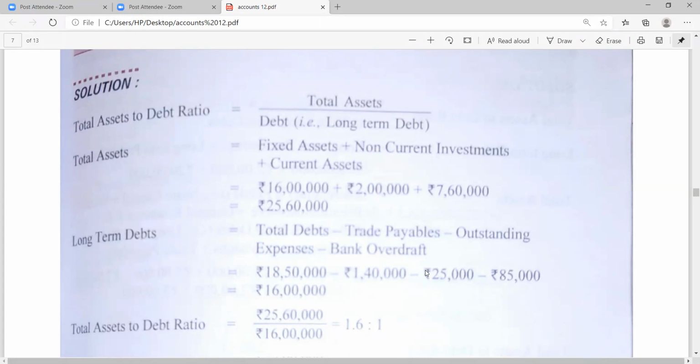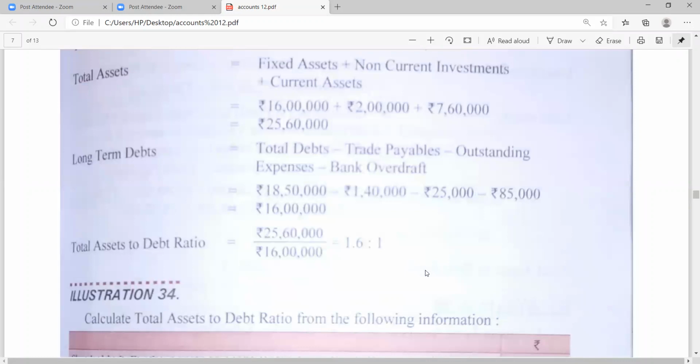So if any short-term debt, meaning current liabilities, is included in the total debts, it is to be deducted first of all. In the question, total debts are given to us as well as some current liabilities. If we deduct the current liabilities out of the total debts, we will get the long-term debts, because current liabilities are the short-term debts kind of. In this way, we will get the net value of long-term debt, that is 16 lakh. Now, total asset to debt ratio will be total assets upon debt, that is 1.6 ratio.